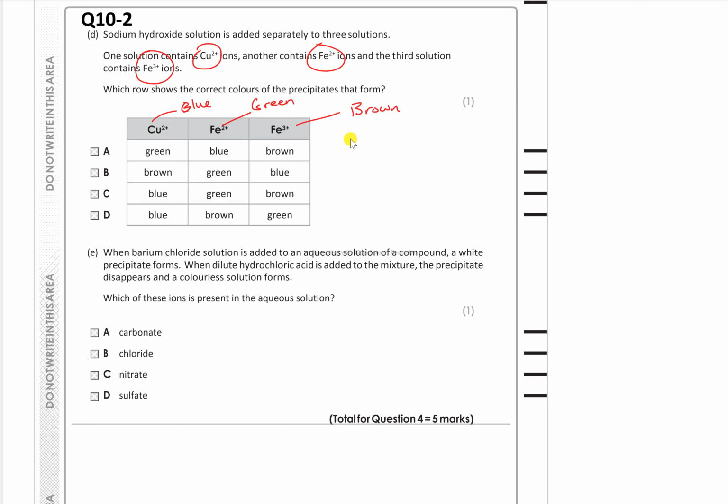Oh, okay, what am I doing? So it's blue, green, brown. Oh, it's this one. I was in a world of my own, making my own stuff up. Right, so copper 2 is blue, iron 2 is green, iron 3 is brown. Oh, what's going on? There you go.